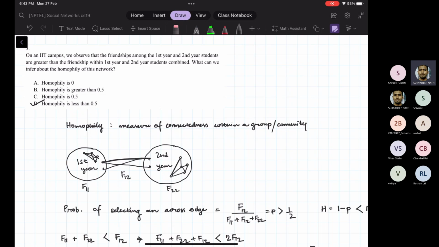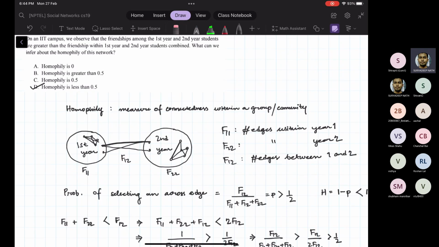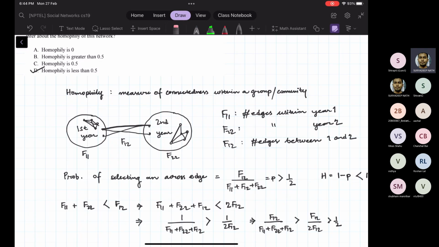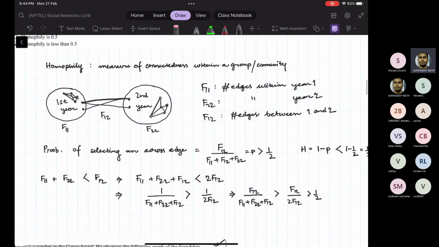F11 denotes edges within year 1, the first year. F22 is the same for year 2, and F12 is edges between year 1 and year 2. If you consider F11, F12 and F22, what is the probability of selecting an across edge? The number of across edges present is F12, and the denominator is all possible edges that are present, that's F11 plus F12 plus F22. Let's say this is P.